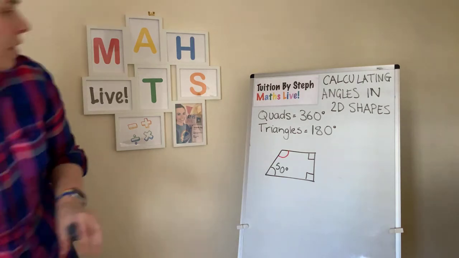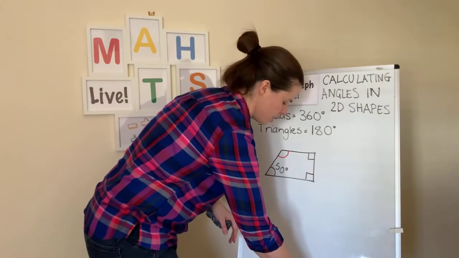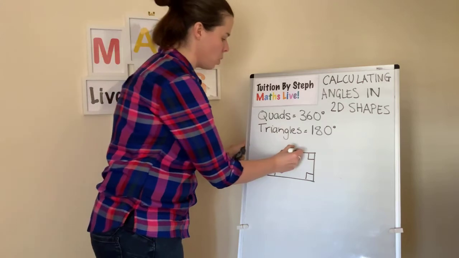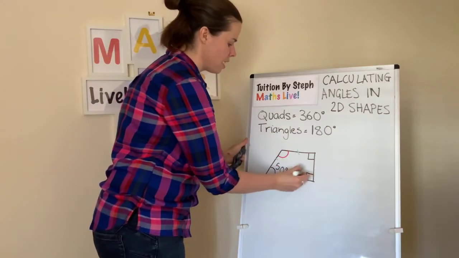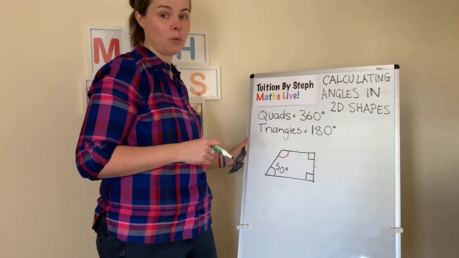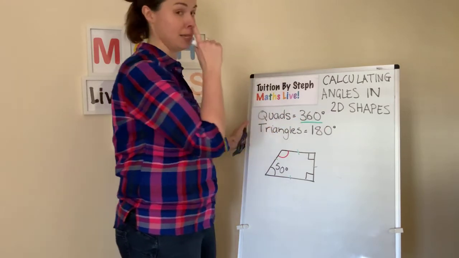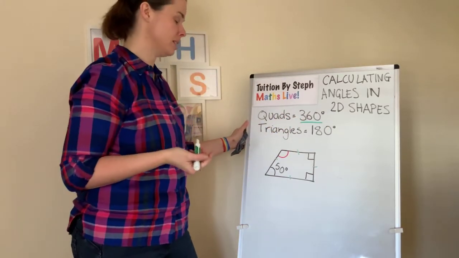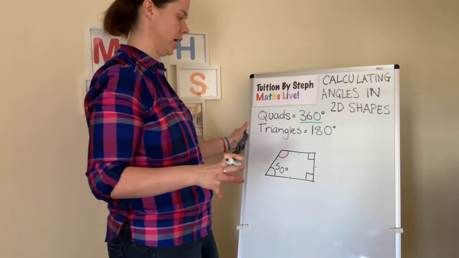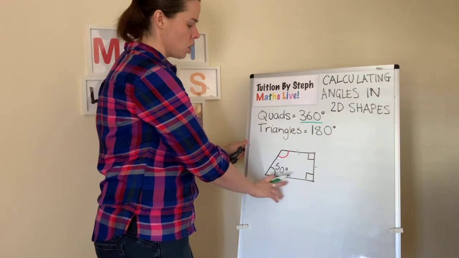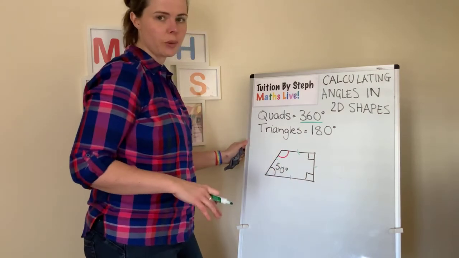Okay. Hopefully I've given you enough time there. So you might have spotted, hopefully, that it is a 1, 2, 3, 4-sided shape, which makes it a quadrilateral. So all the angles need to add up to 360 degrees. Right, there's our first fact. We've been given the size of one angle. So what are the sizes of the other 2 angles?